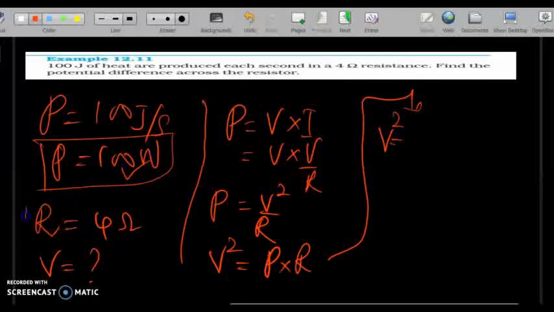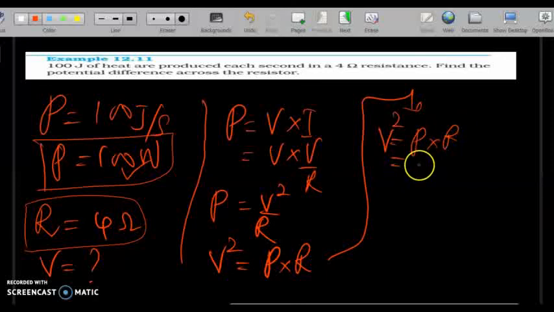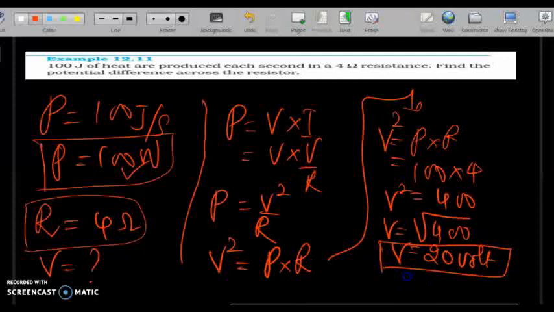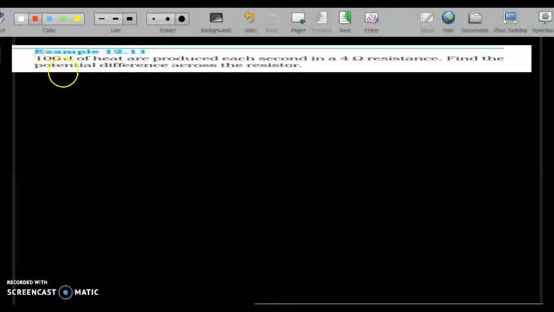So that will become V square is equal to P into R. P is given, and we also have R here. What is P, children? It is 100 into what is R? 4. So that becomes 400 as V square. V equal to square root of 400. That will become 20 volt. So that's V. So thus we have calculated the potential difference for this problem, right?